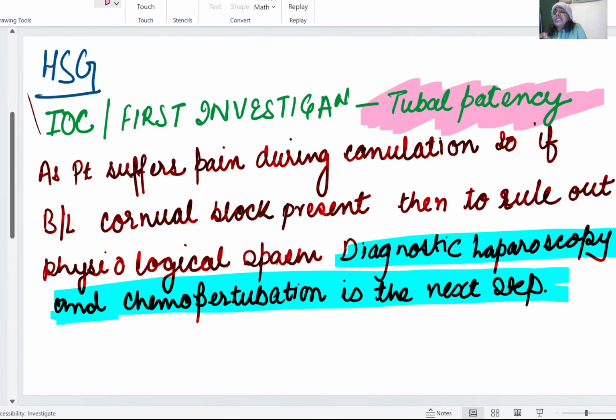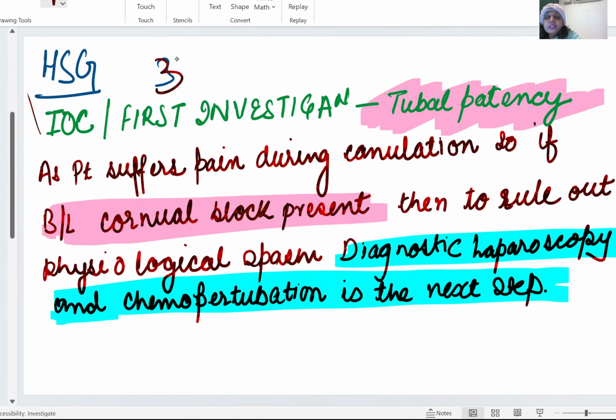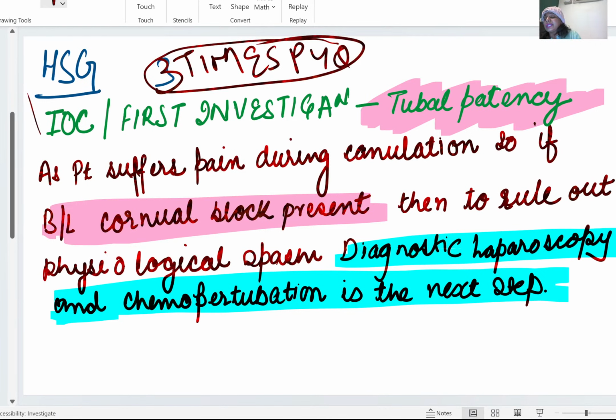Now, just tell me, if on the HSG bilateral cornual block is coming, then what is the next step? It is very normal. PYQ has come 3 times on this concept. If on the HSG, they say that an infertility patient's HSG was done and bilateral cornual block was there, why is there bilateral cornual block?